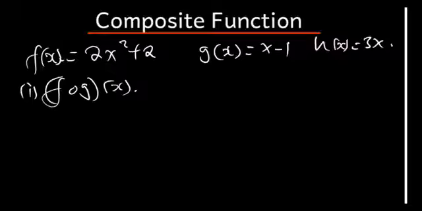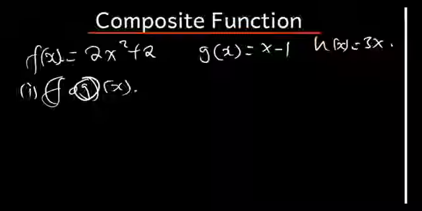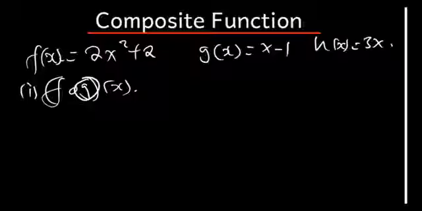What does it mean? When we say f of g of x, it means that in the function f, where there is x, we are going to put the whole function g. So it is f of g. In the function f, where there is x, we are going to put the whole function of g. In this case, the function f is 2x squared plus 2, this one. Now in this function, where there is x, we are going to put g, which is this one.